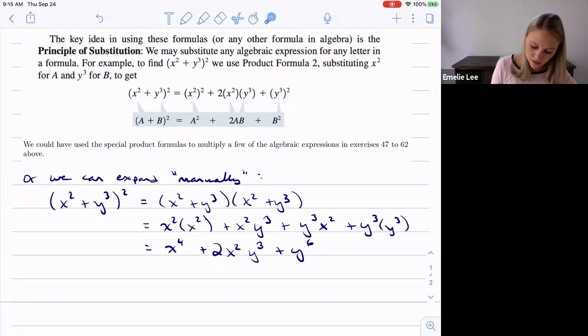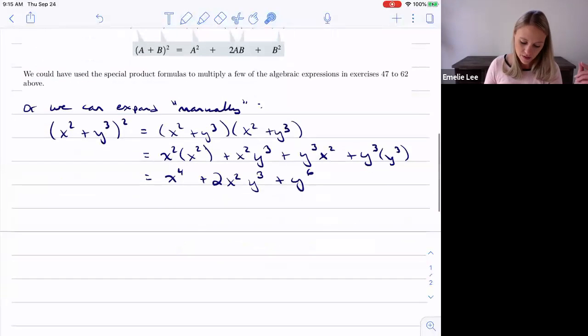If we bring in this square, so we've got x squared squared, right? We know from the properties of exponents, that's x to the 4th, and then 2x squared y cubed just stays as it is, and then y to the 3 squared, same thing, y to the 3 times 2 is y to the 6, so they're equivalent. So just keep in mind, when expanding, you don't really need those special product formulas, but it is good for factoring.